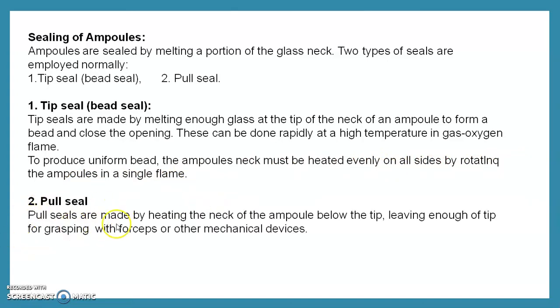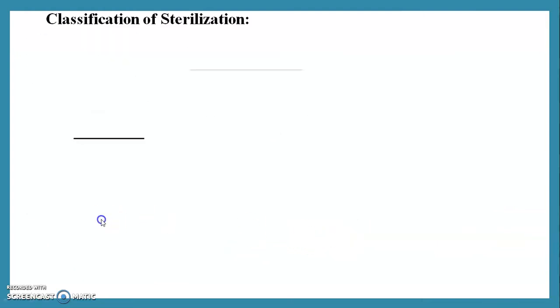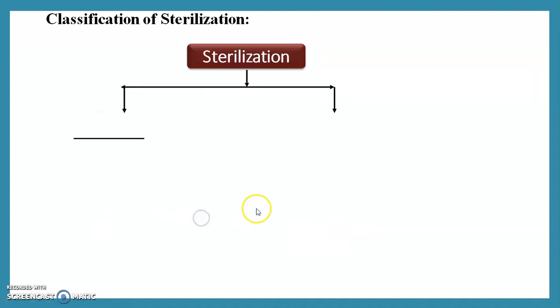Then the next is the pool sealing. Pool sealing is done by heating the neck of the ampoule below the tip, leaving enough of the tip for grasping with the forceps, and then a mechanical device. Then we see the classification of the sterilization.